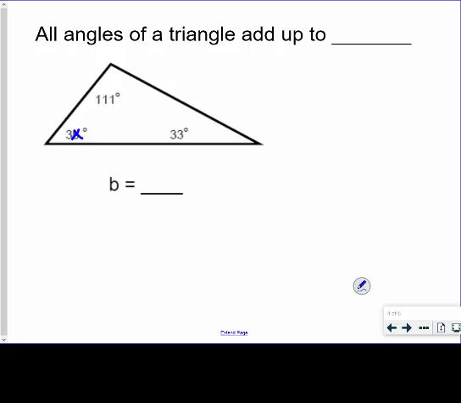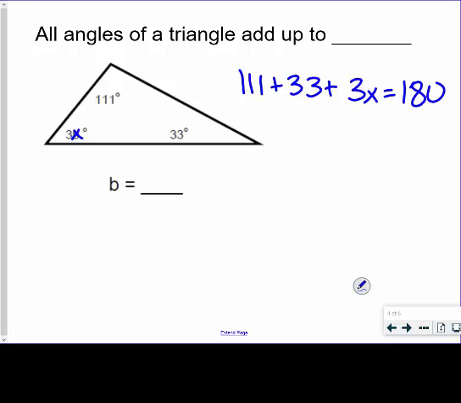111 plus 33 plus 36 is 180. That was last time, just a coincidence. Alright, so how can I write an equation for this? But that's not what X equals. That's not what B equals. So how can I write the equation? 111 plus 33 plus 3x.